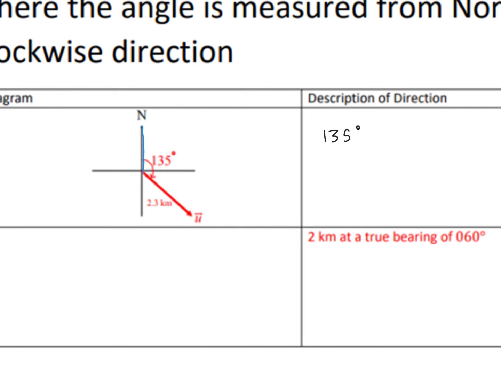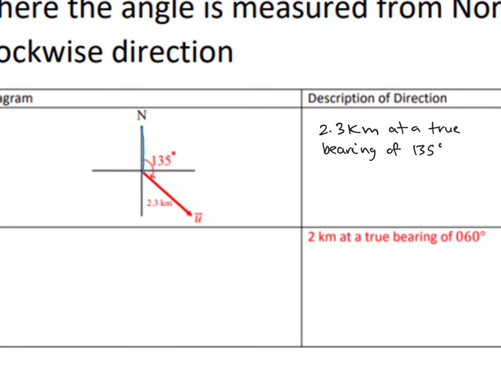When I write it like that, that is assuming it is from north. Actually, I didn't put the magnitude. I missed that. So the magnitude is 2.3 kilometers. I might put "at a true bearing", just to indicate I'm starting at north. At a true bearing of 135 degrees.